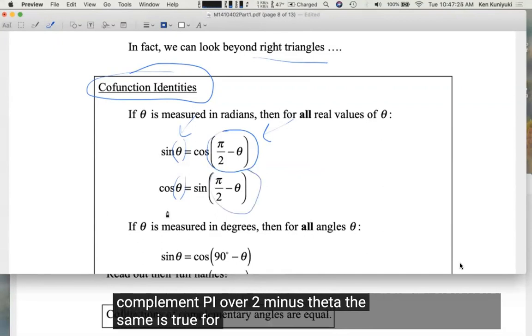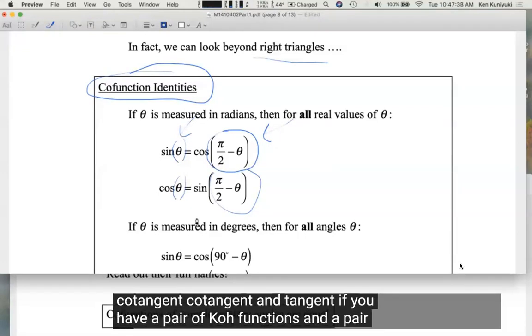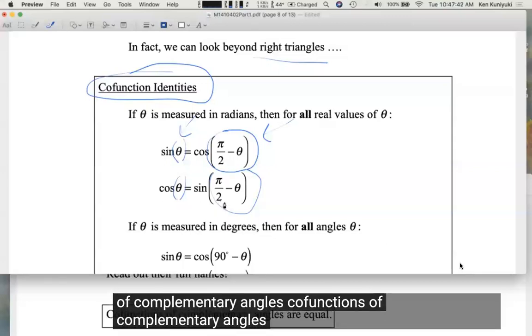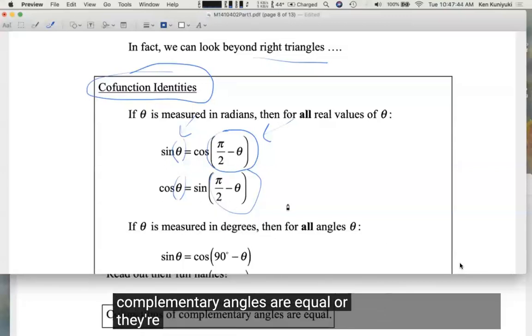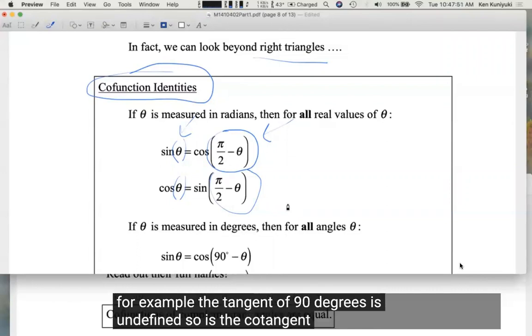The same is true for secant and cosecant, cosecant and secant, tangent and cotangent, cotangent and tangent. If you have a pair of cofunctions and a pair of complementary angles, cofunctions of complementary angles are equal, or they're both undefined. For example, the tangent of 90 degrees is undefined, so is the cotangent of 0 degrees.